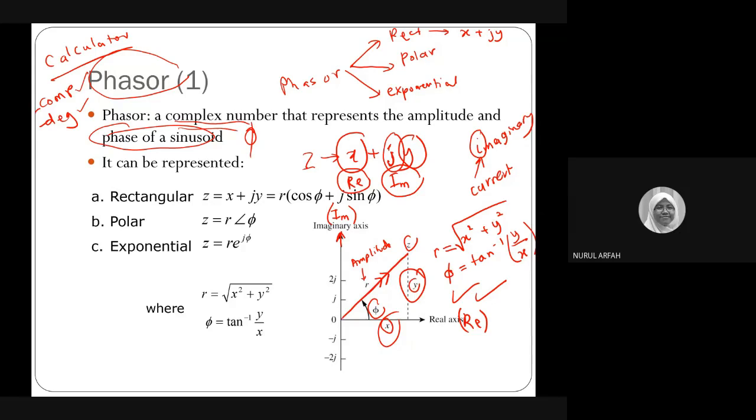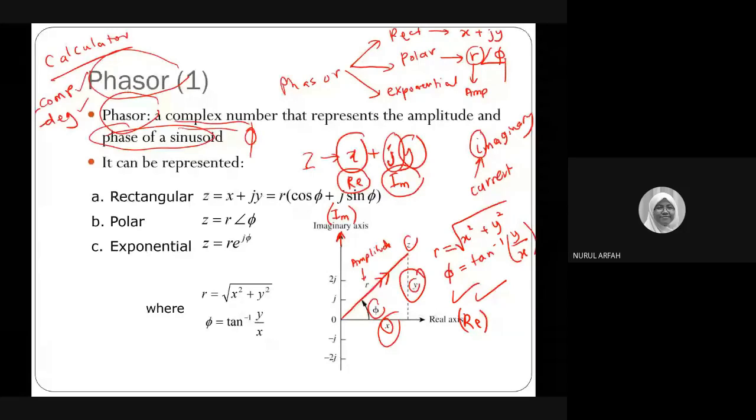We have polar. What is polar? Polar is when you have this thing in terms of, this is amplitude. The R here is amplitude. And then the theta, theta is the phase. So you have amplitude and phase. If you look back at the definition of the phasor, phasor is a complex number that has amplitude and also phase. So you have amplitude and phase here.